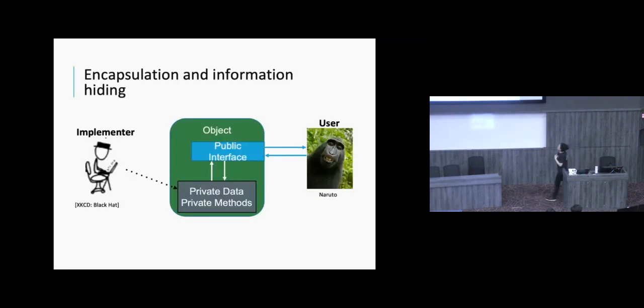So in a picture, this is what it might look like. Maybe we are the ones with the black hat. Maybe we are Naruto. I'm not sure. But basically, in a nutshell, in an object-oriented language like Java, we have an object. It exposes a public interface to Naruto. Naruto is going to use everything on the public interface, whereas the implementer deals with the implementation and the private data.